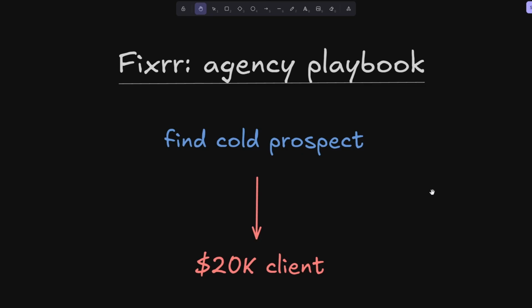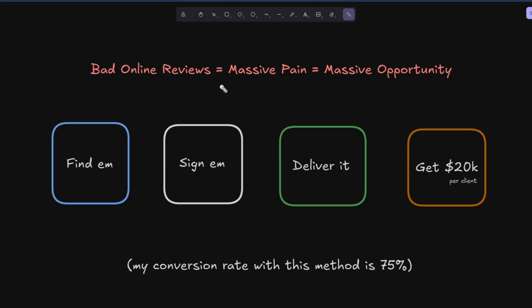Basically, you find cold prospects and you convert them into clients. I charge $20,000 a client, so we'll go with that. Bad online reviews equals massive pain equals massive opportunity. So the process is, and I'm going to show you how to do this, find them, sign them, deliver it, and get paid. And by the way, my conversion rate doing this is at least 75%.